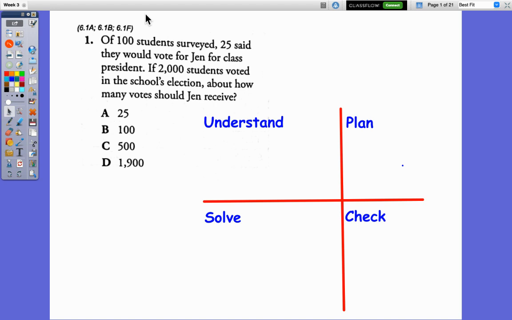Of 100 students surveyed, 25 said they would vote for Jen for class president. If 2,000 students voted in the school election, about how many votes should Jen receive?